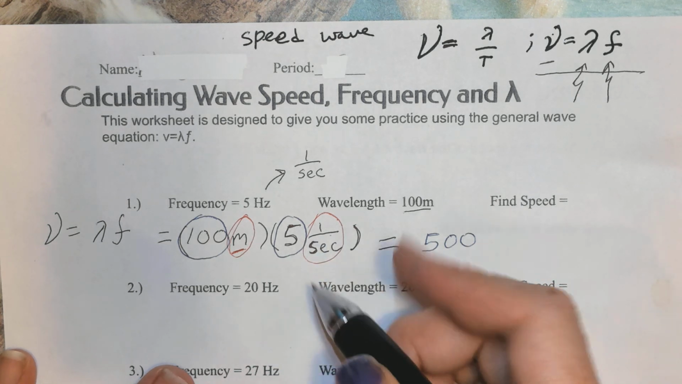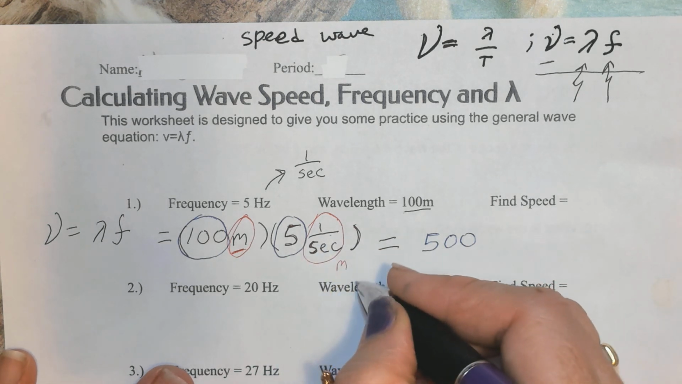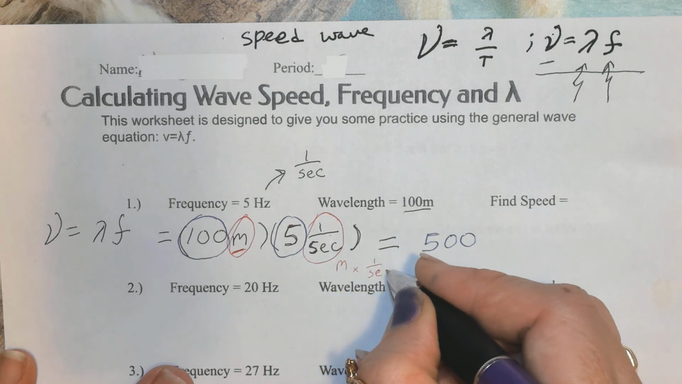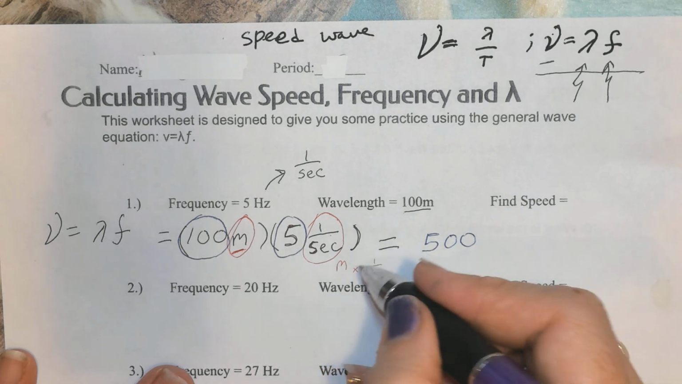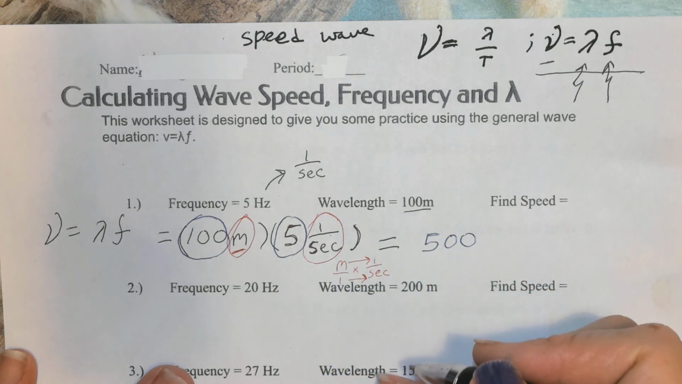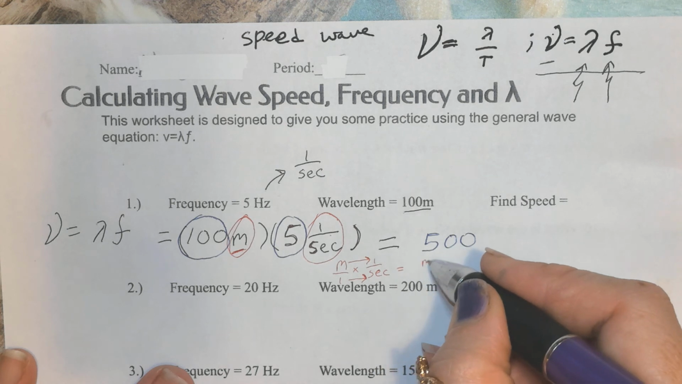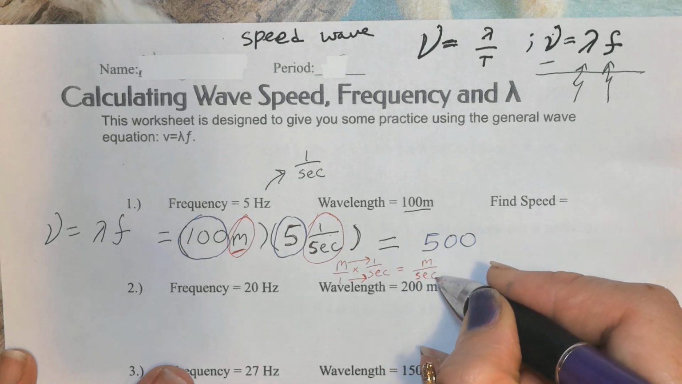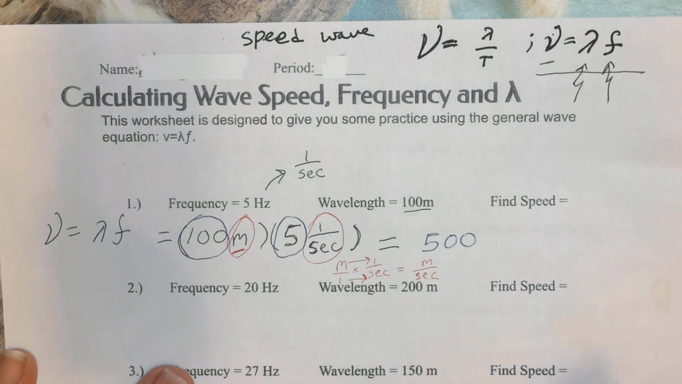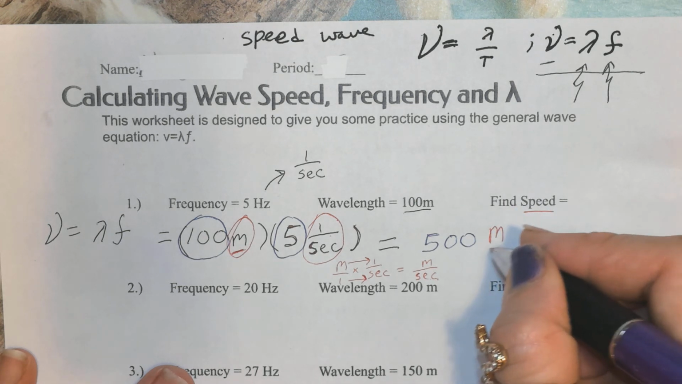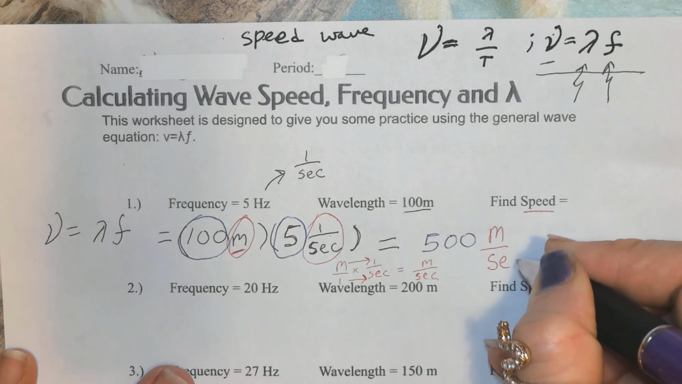When you multiply meters times per second, you multiply the numerator and the denominator. So we get meters in the numerator and seconds in the denominator. And that makes sense because I want my answer to be a rate for speed. The rate is meters per second.